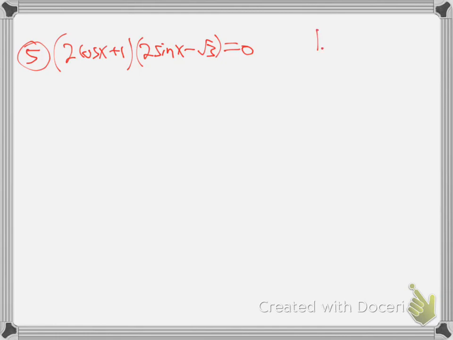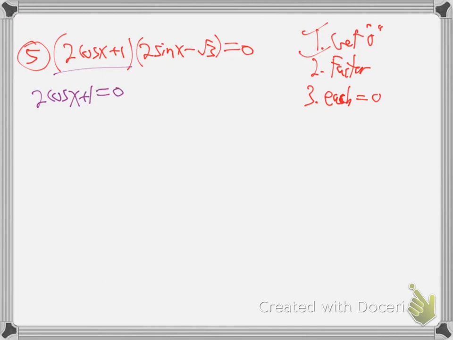Remember the 3 steps? Get a 0, done. Factor, done. Check. Step 3, what's the next step? Each one gets their own 0. Right? Each one gets their own 0. So we just go, okay, I'm going to go the first one, gets a 0, or the second one gets a 0.